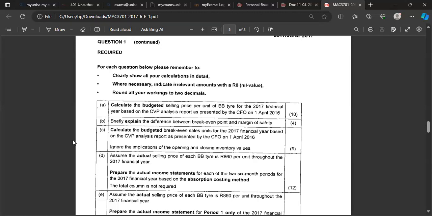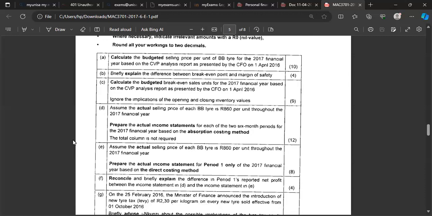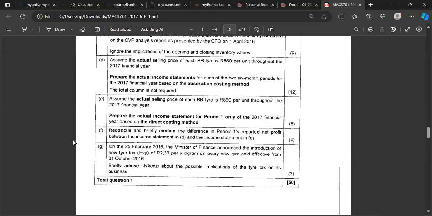Then we have to ignore the implications of opening and closing inventory. We're on part C. Then part D: assume the actual selling price is 860 per unit throughout the 2017 financial year. Prepare the actual income statement for each of the 6 months period based on the absorption costing method. And then E, assuming the same price, 860, now we are using the direct costing method. And then F, we are reconciling those two.